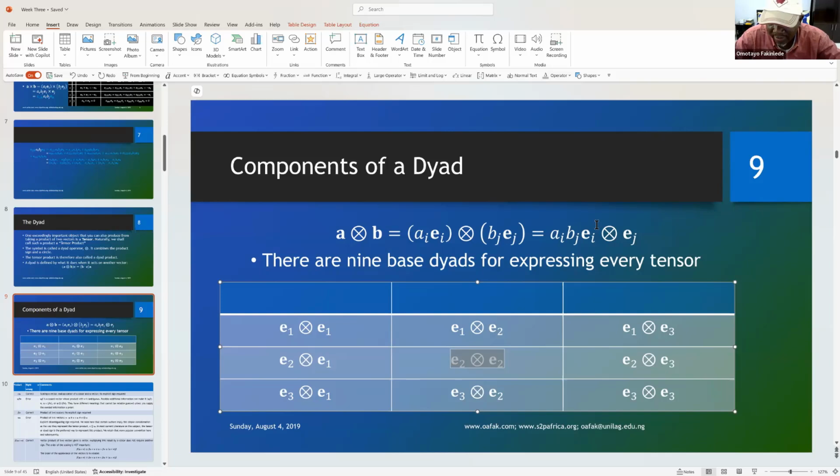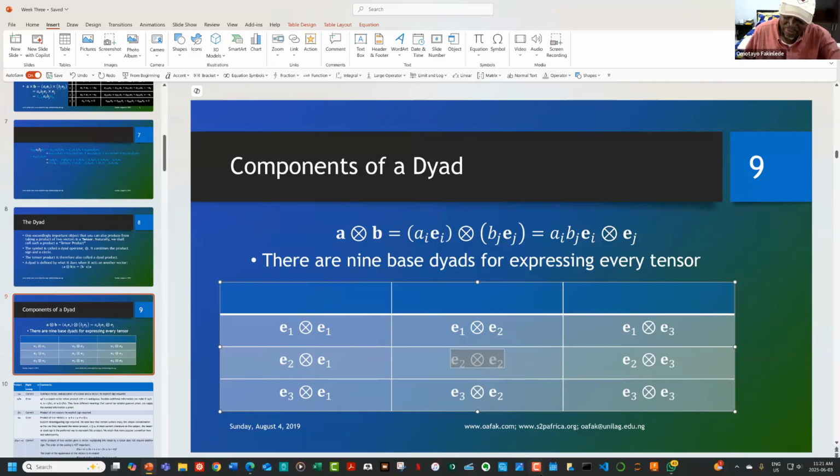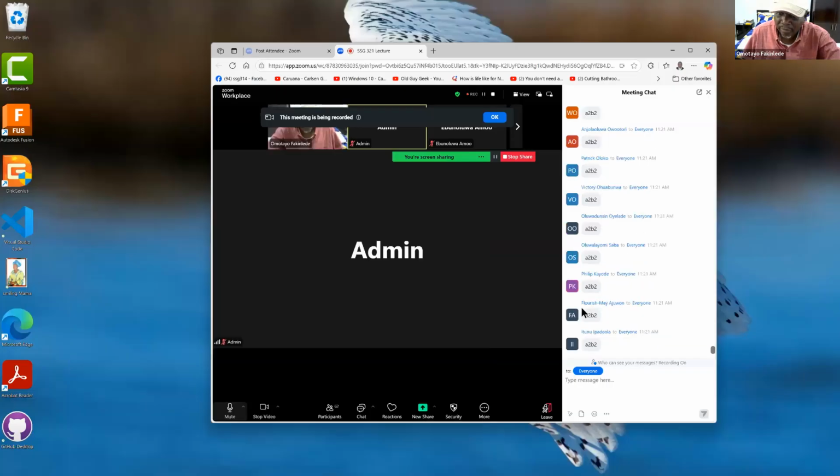What's the coefficient of E2 dyad E2? Just go to the chat room and tell me the coefficient of E2 dyad E2. Good. Now you are awake. Now that the class is awake.